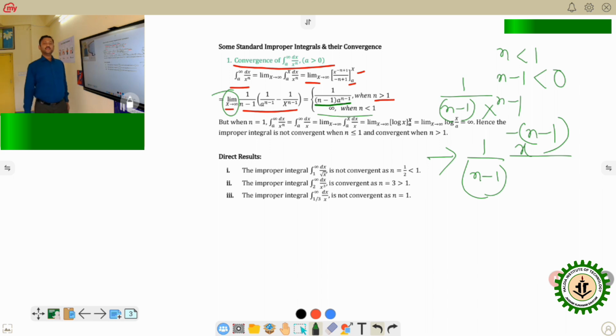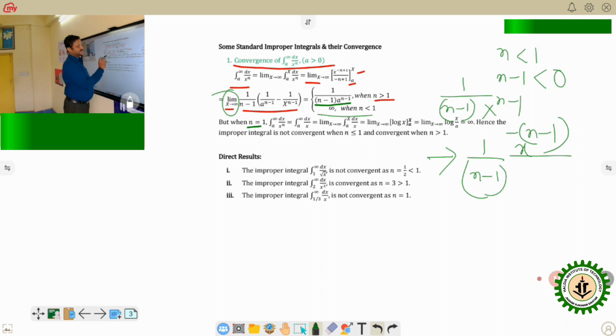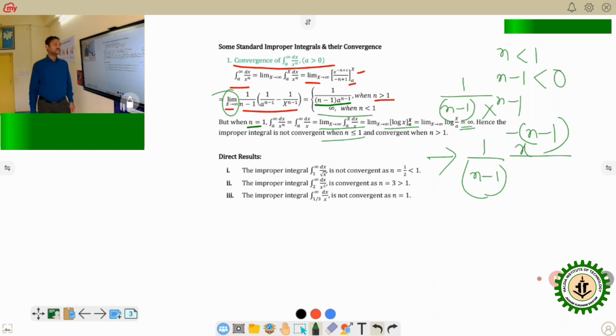And what will happen when n is equal to 1? If n is equal to 1, as you can see, the integral will be converted to the integral from a to infinity of dx by x, which we can write as limit X goes to infinity of the integral from a to capital X of dx by x, which will give you log x with the limit a to capital X, and the limiting value is going to be equal to infinity. Hence, we can conclude here that the improper integral is not convergent when n is less than or equal to 1, and it is convergent when n is greater than 1.